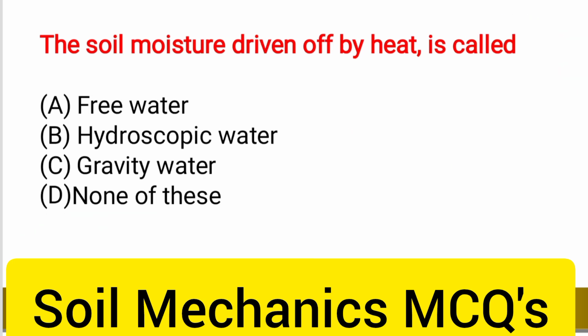Next question, the soil moisture driven by heat is called option A free water, option B hygroscopic water, option C gravity water, option D none of the above. So the correct answer is option B hygroscopic water.